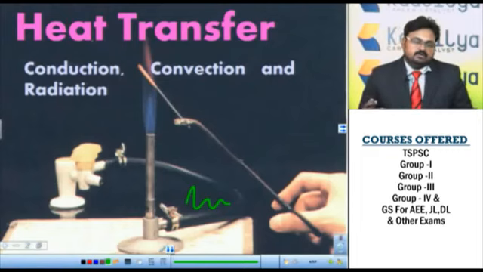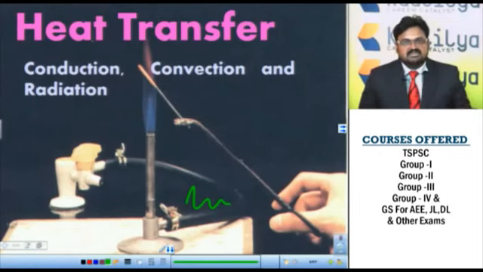Okay, so if you want to transfer heat from one point to another point, you must have a process by which you could transfer that energy. So conduction, convection and radiation, these are the three processes by which you could transfer energy from one point to another point. What we'll do is first discuss briefly what conduction, convection and radiation are, and then we could go into details and various examples of conduction, convection and radiation.